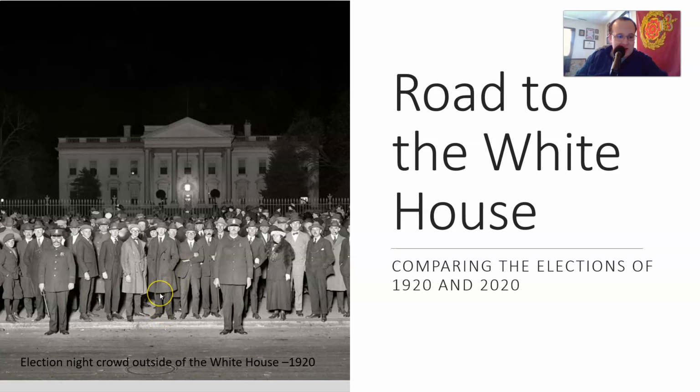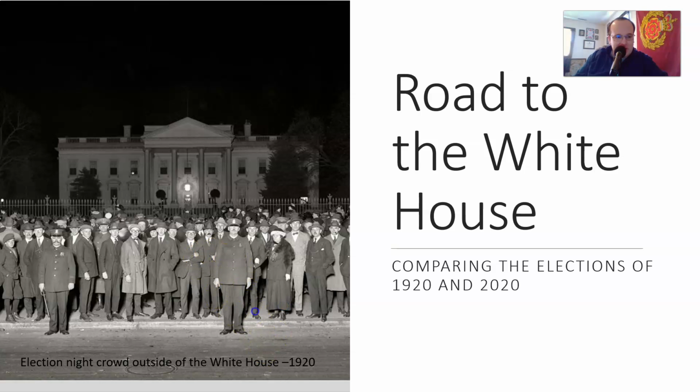Some photographer got this, the crowd outside the White House on election night in 1920, all pretty much, I see some people in the back who aren't, but all pretty much turn around and look at him or her taking this very serene photograph. Doesn't look like anything much is going on. They're just waiting to hear the news.